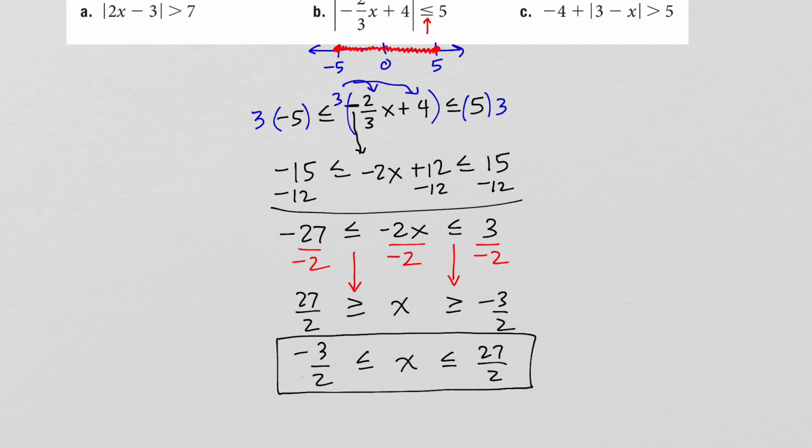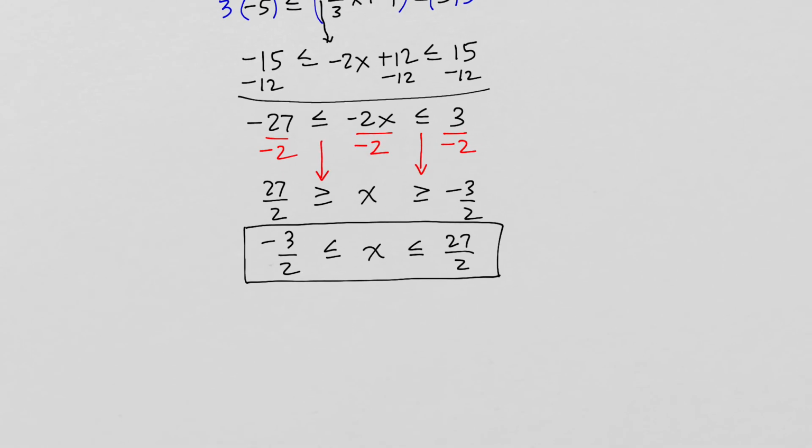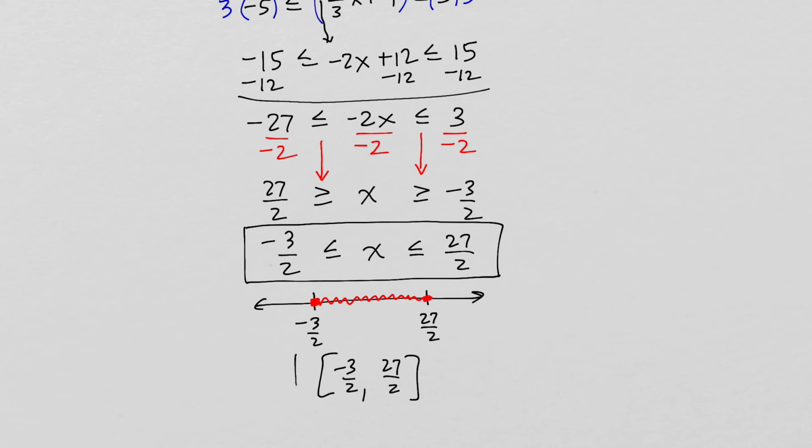X must be a number in between negative 3 halves and positive 27 halves. And on a number line, we have the two numbers there, and x must be a number in between those two numbers or including those two numbers. So in interval notation, it looks like this.